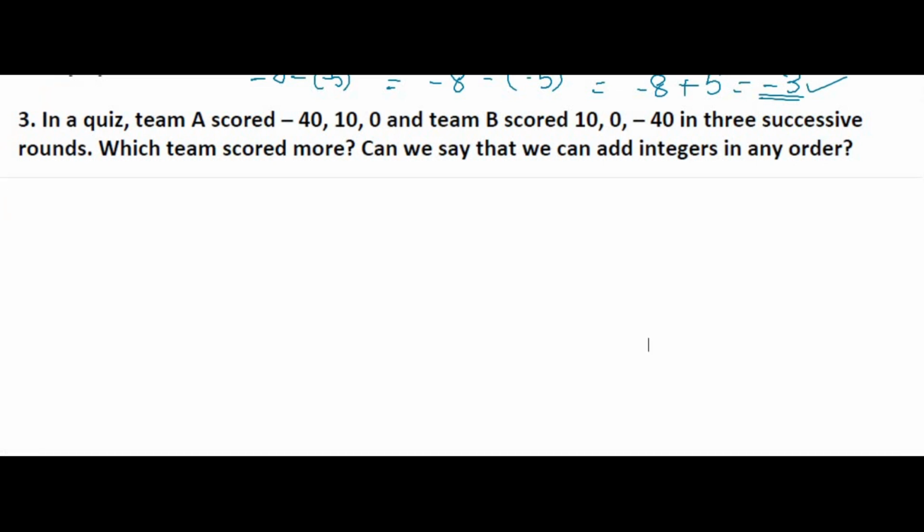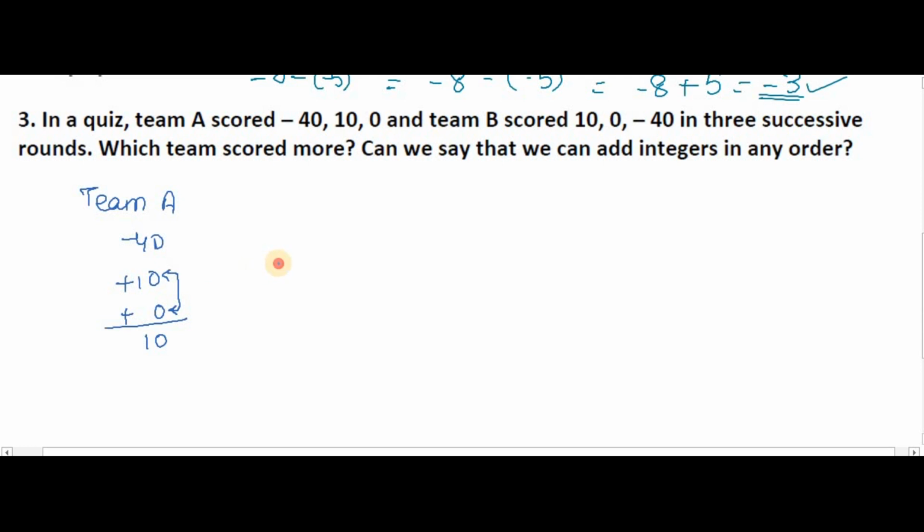So in 3 successive rounds, team A scores are like this: -40 plus 10 plus 0. So these two are positive integers. So first we'll add 10 plus 0, that is nothing but 10. Then -40 plus 10. As you all know, minus is the bigger one, so the answer will be minus, and since the two signs are different, we can go for subtraction. 40 minus 10 is nothing but 30. So team A score is 30 marks.